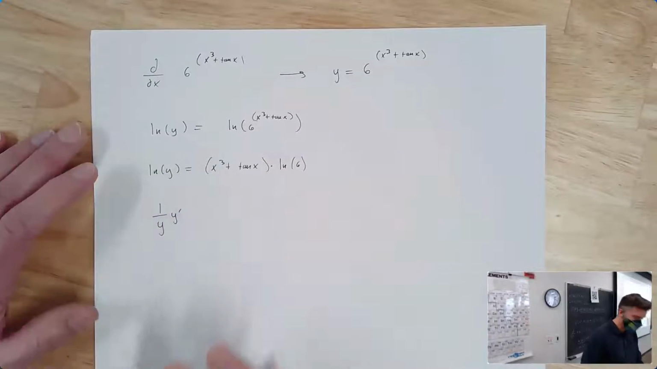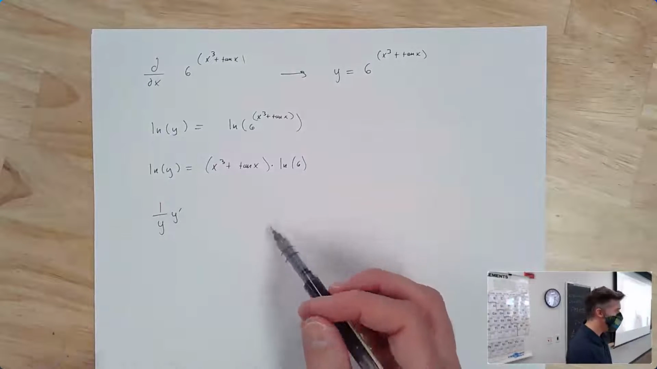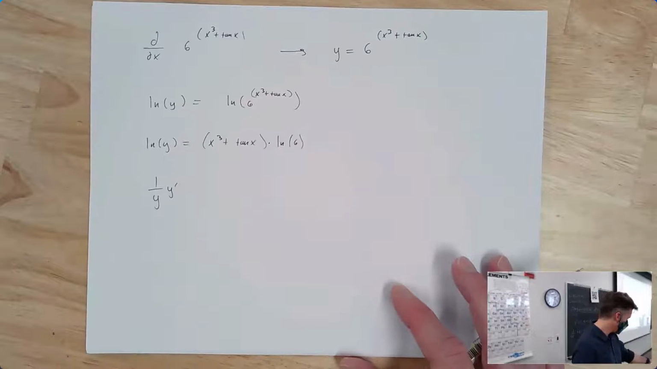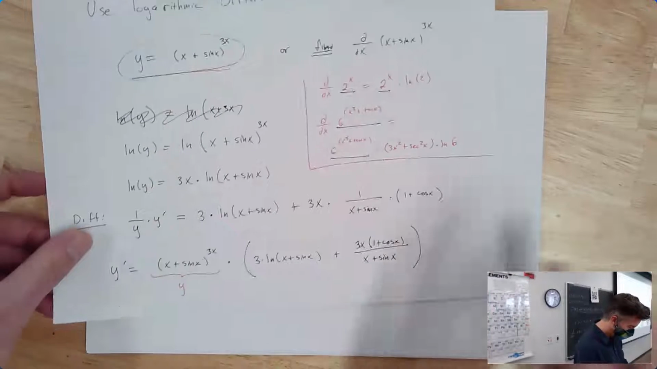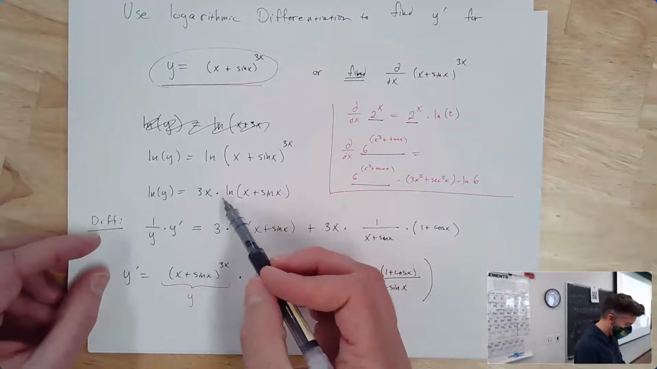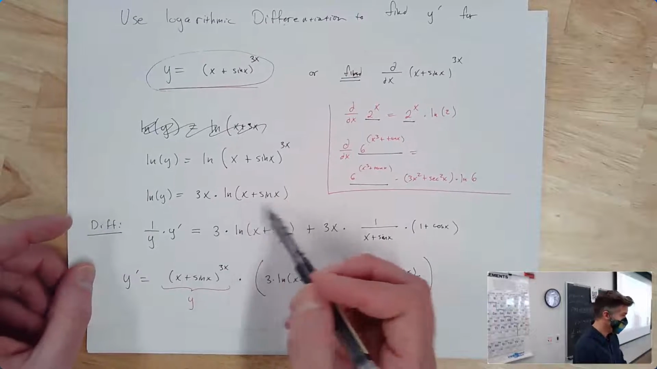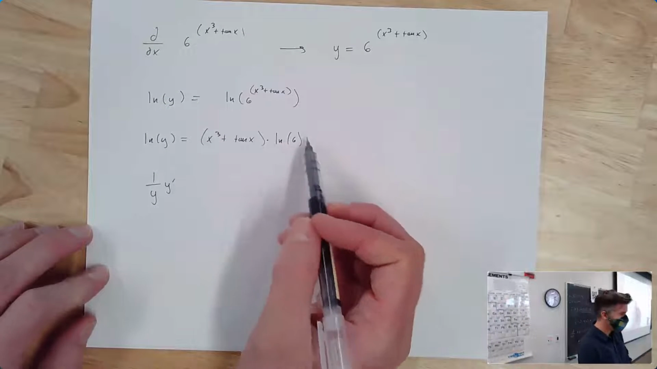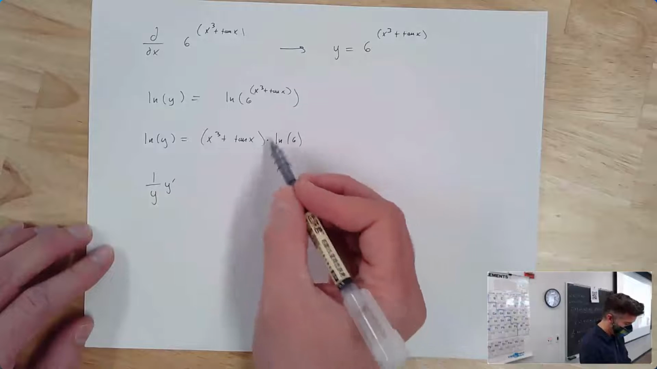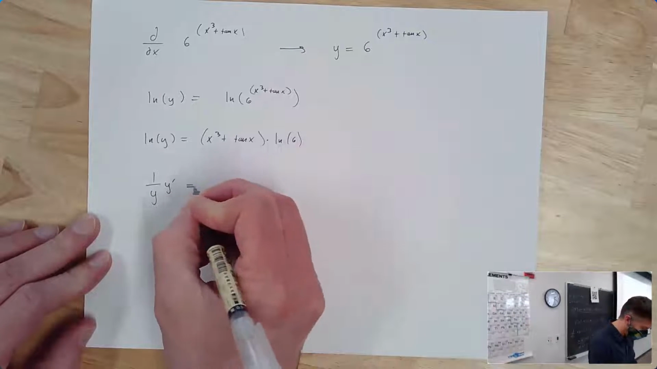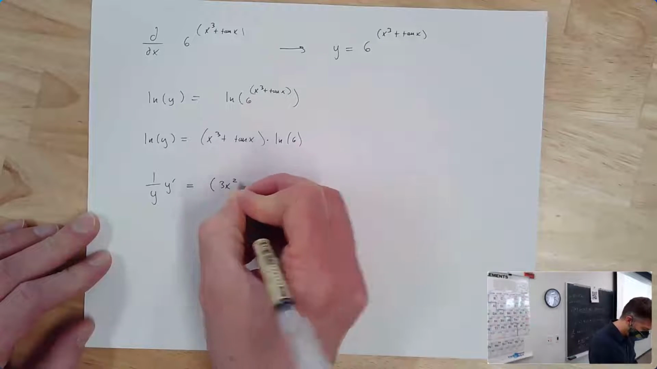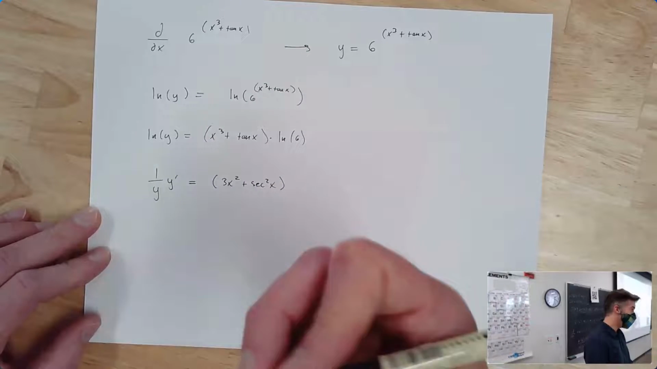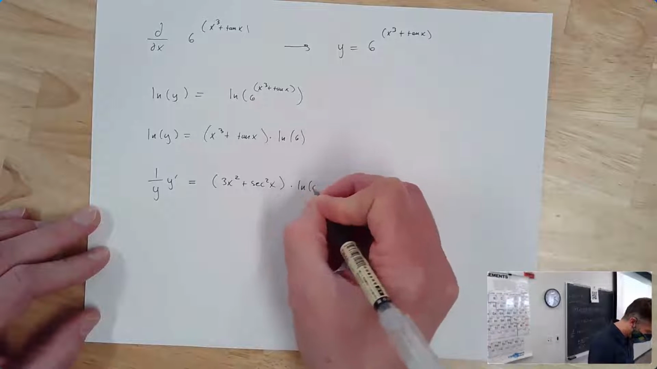And the difference here is that when you differentiate the right-hand side, we no longer have to use the product rule like we did in our previous example. Because in our previous example, we had our exponent times the natural log of our base, and both of those had variables in them. But now, the natural log of our base is just a constant. So the derivative of the right-hand side is just going to be 3x squared plus secant squared of x times natural log of 6.